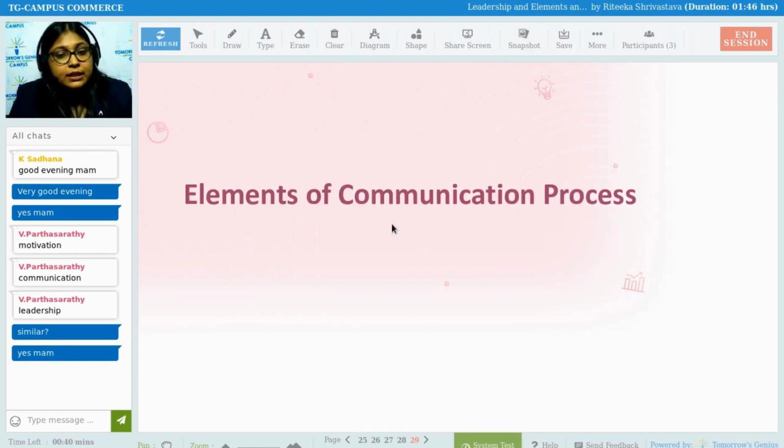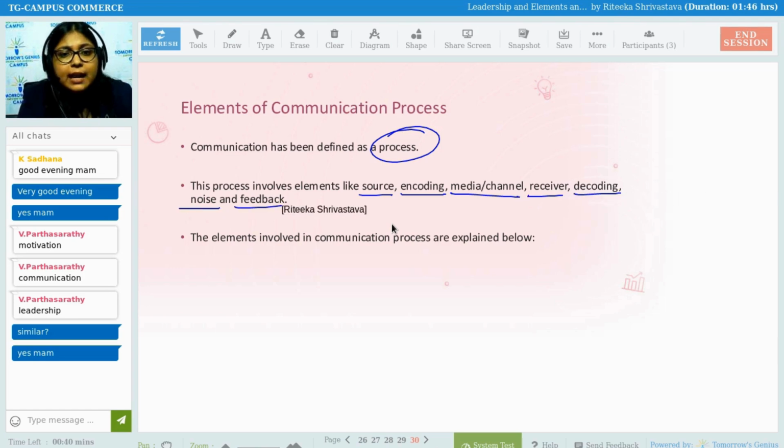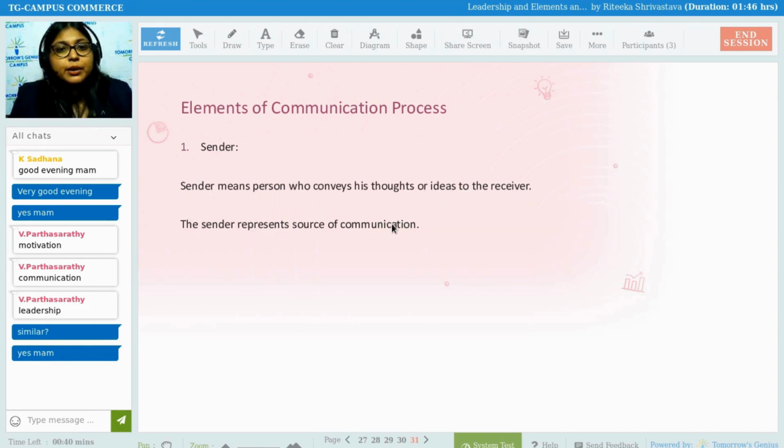Fine. Now, what are the different elements of the communication process? Communication has been defined as a process. Yes, of course, communication is a proper process. This process involves elements like source, encoding, media, receiver, decoding, noise, and feedback. The elements involved in the communication process are explained below. These are the few elements involved in the communication process. Each one of the elements we are going to discuss now.